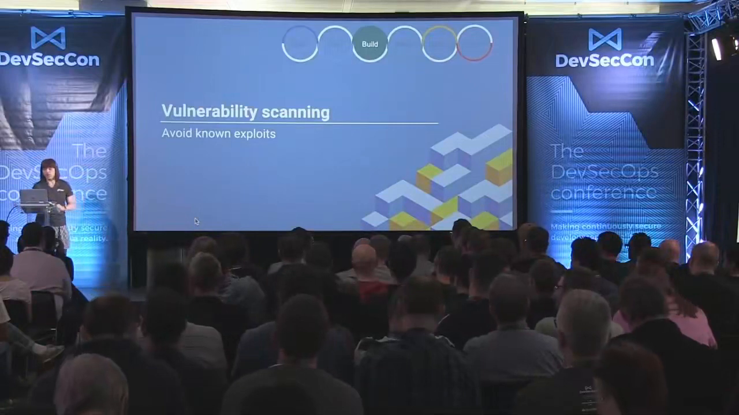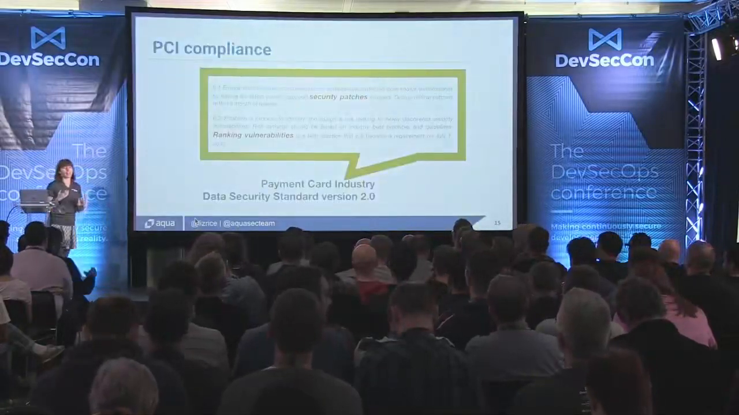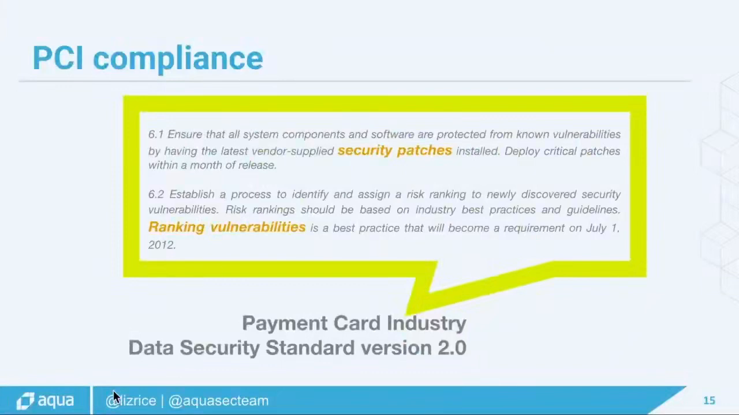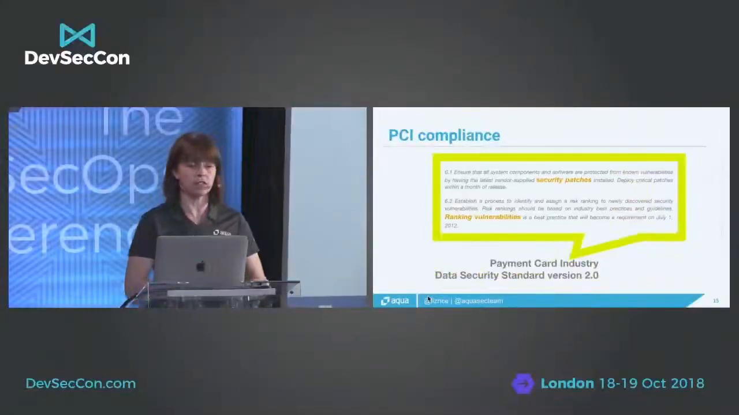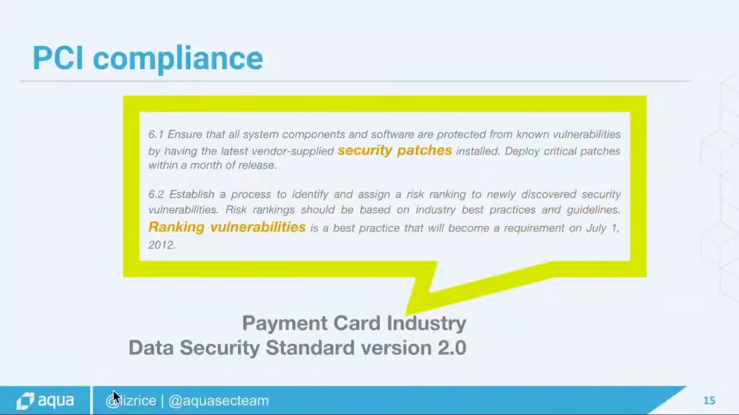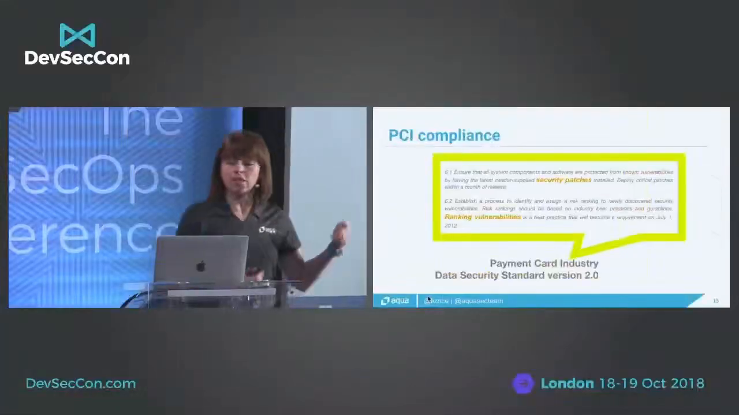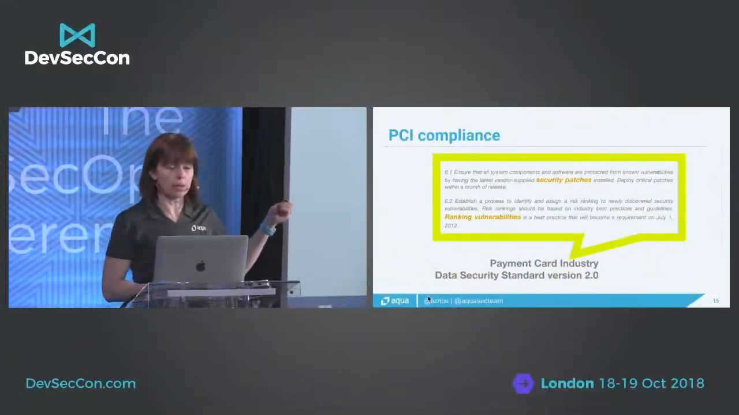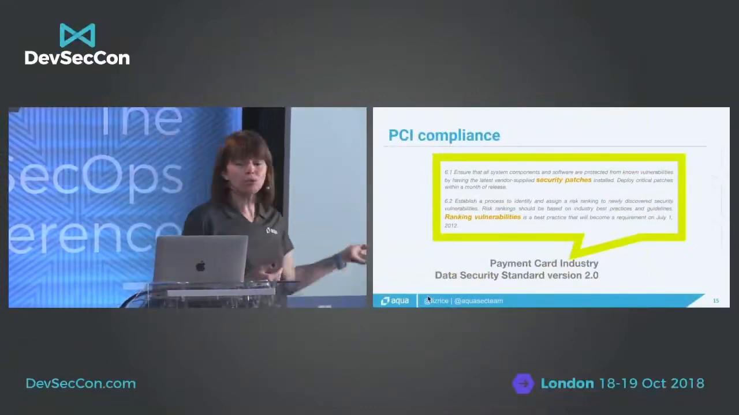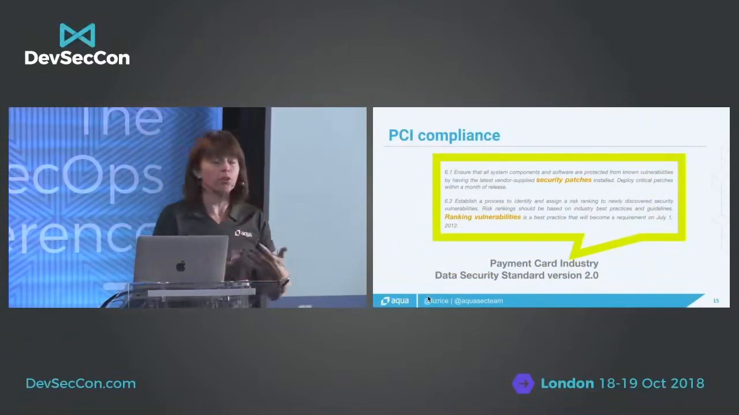So vulnerability scanning is looking for known CVEs, known vulnerabilities in the dependencies that you're building into your container images. And again, you may need to do this for regulatory reasons. So if you're having to be PCI compliant, there are actually rules about having to rank the vulnerabilities in your code and having to patch. I'm going to use the word patch because we'll come to that in a second. But make sure that the code you're running has the latest security patches applied.